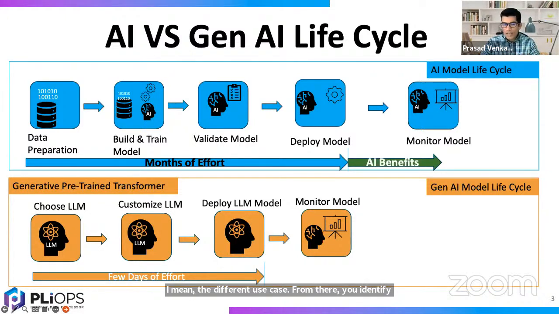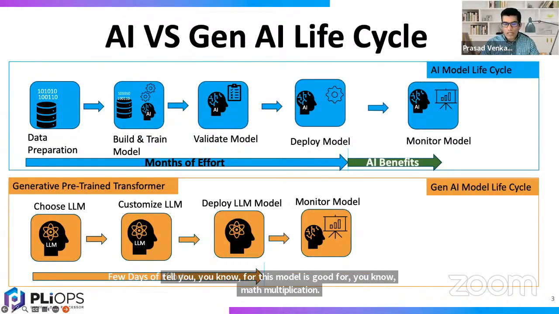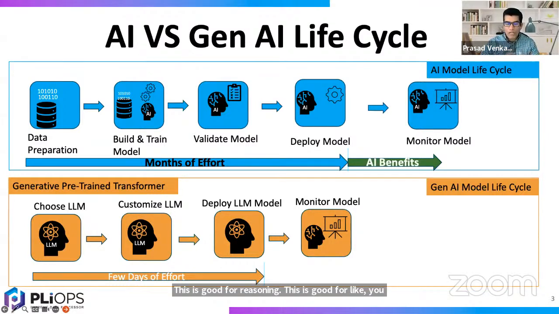And there are LLM leaderboards which will tell you this model is good for math multiplication, this is good for reasoning, this is good in terms of the number of tokens and the cost per token. There are a few parameters you have to identify which suit your need. Then you go customize it. It involves multiple steps along the way, which are prompt engineering, RAG, and fine tuning. We will talk about that.